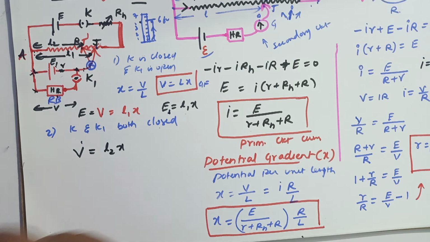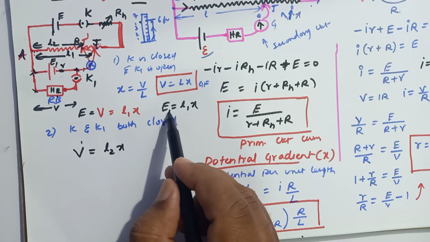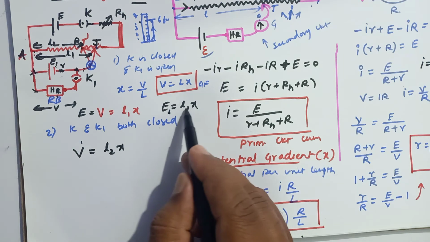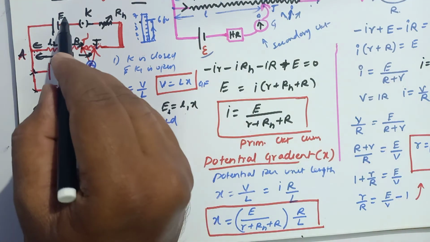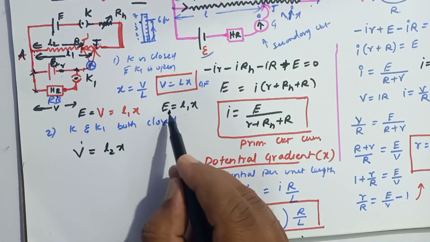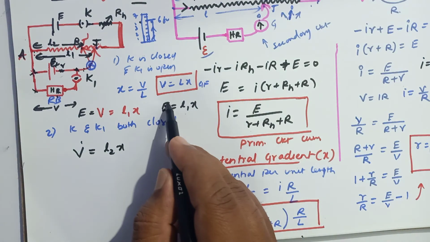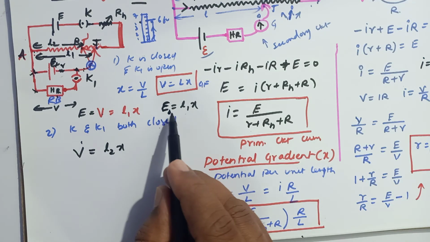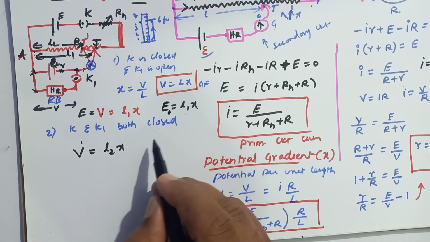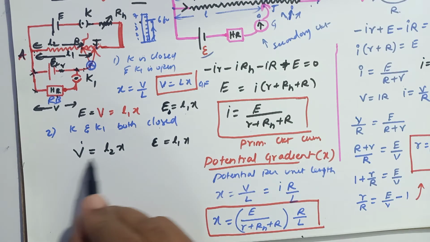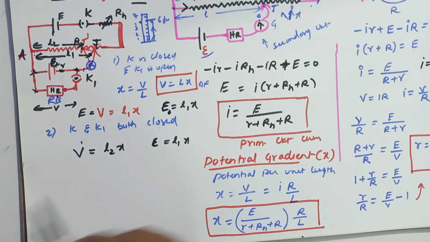Okay, so if you consider E1 as E, this is E1 here. So this is L1 into X, or you can take this as a capital E, this as a small e, you can write like this. So instead of taking E1 you can take E here, small e you can take. Then in this case now what are you going to get? E is equal to L1 into X, V is equal to L2 into X. We are getting this one.